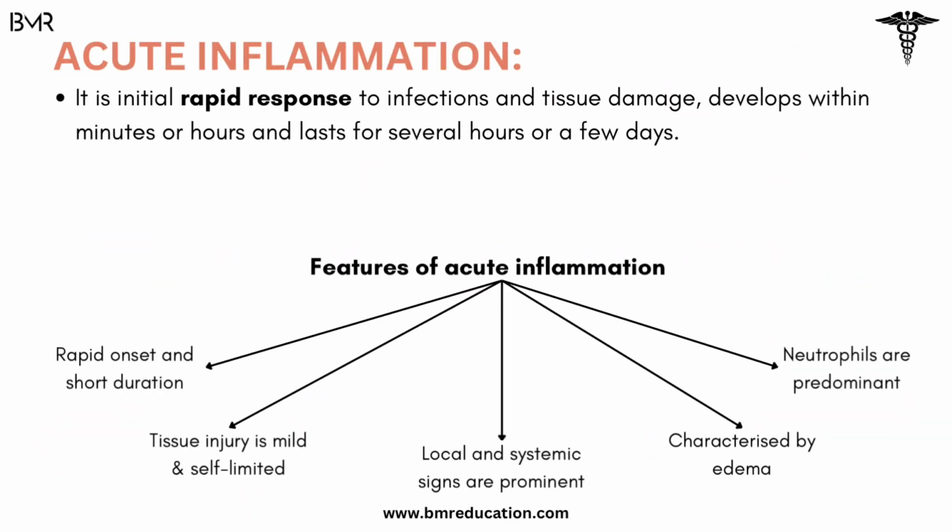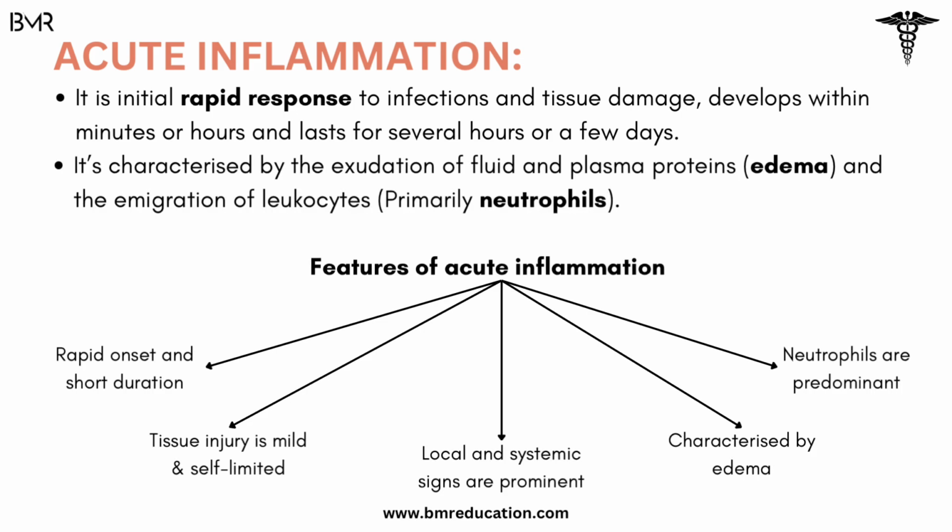Acute inflammation is the initial rapid response to infections and tissue damage that develops within minutes or hours and lasts for a few days. It is characterized by the exudation of fluid and plasma proteins and the emigration of leukocytes, primarily neutrophils. Features of acute inflammation are summarized as rapid onset and short duration, mild and self-limited tissue injury, and prominent local and systemic signs, characterized by edema, and neutrophils are predominant.